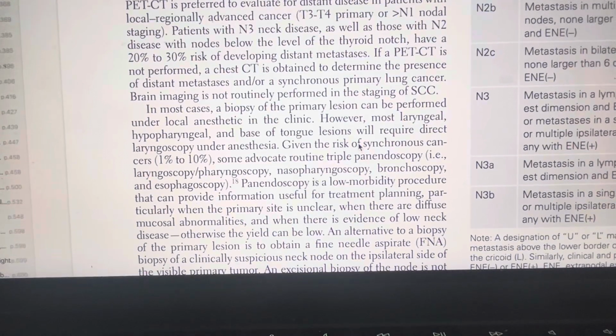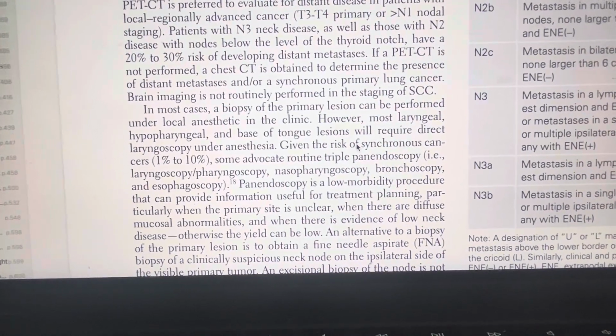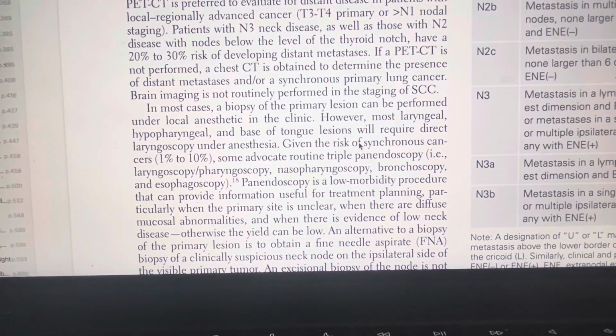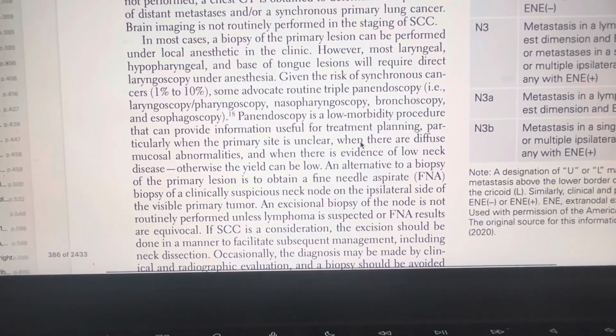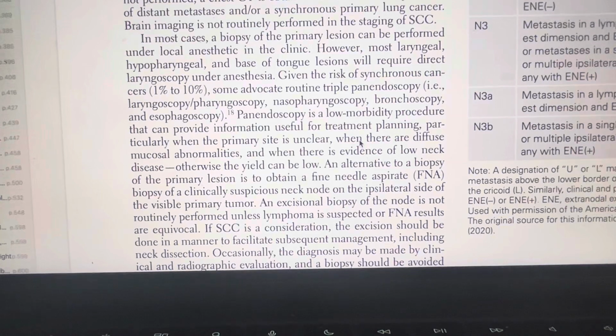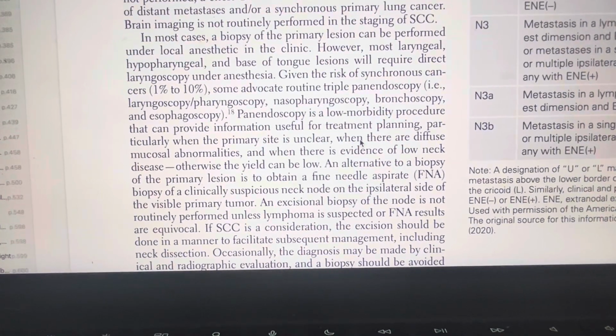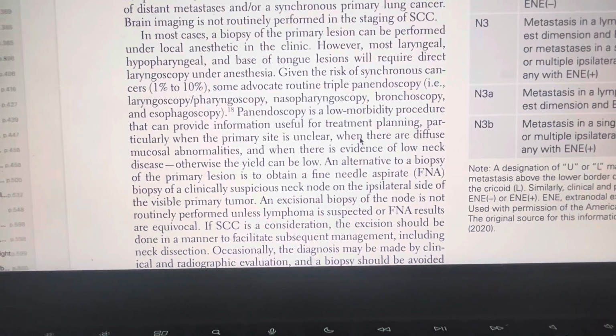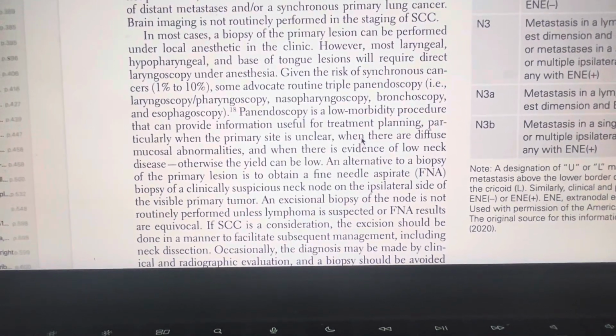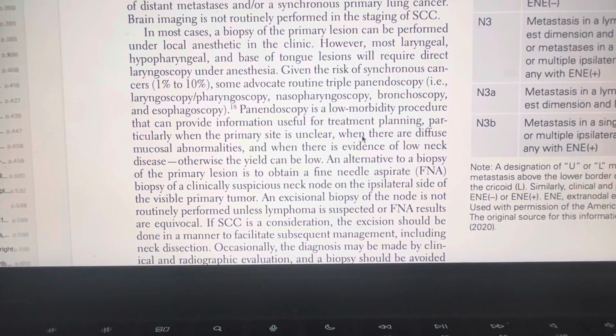Pan endoscopy is a low morbidity procedure that can provide information useful for treatment planning, particularly when the primary site is unclear, when there are diffuse mucosal abnormalities, and when there is evidence of low neck disease. Otherwise, the yield can be low.